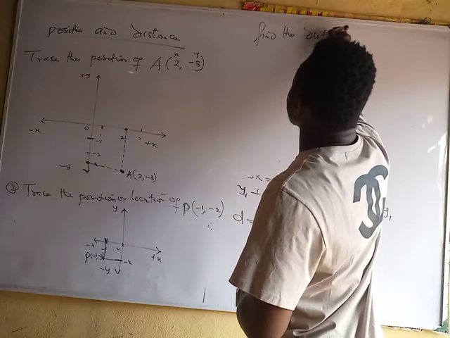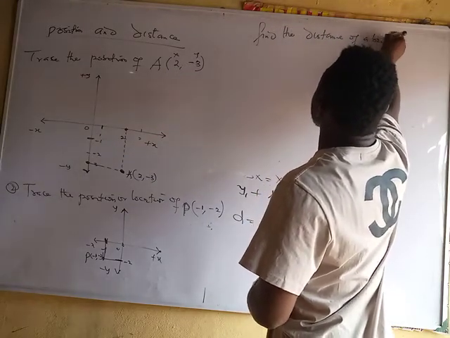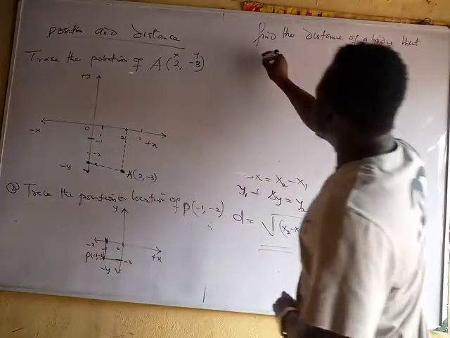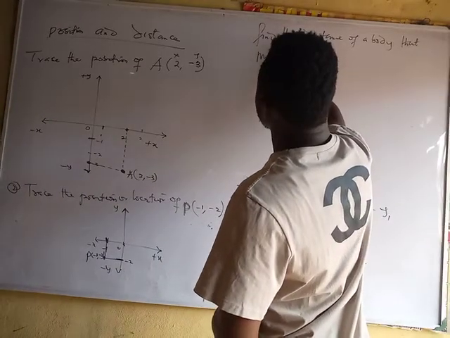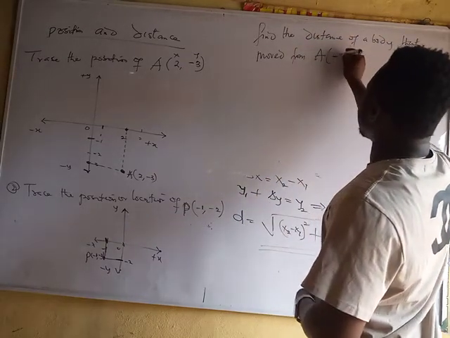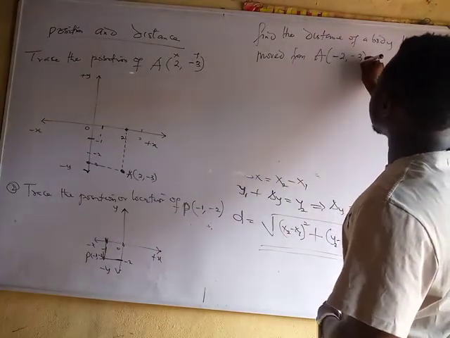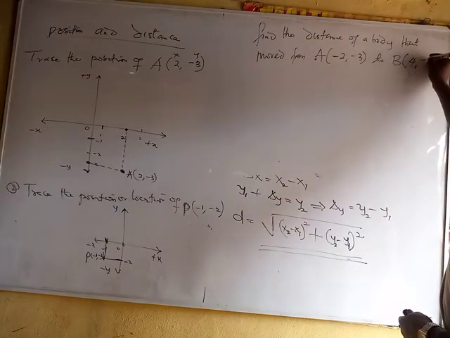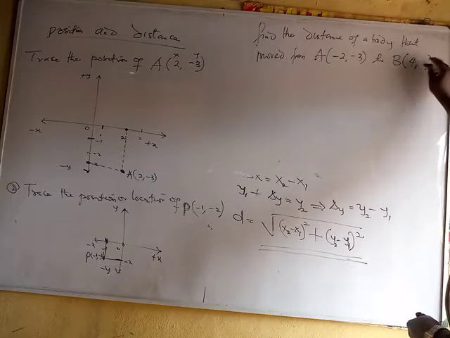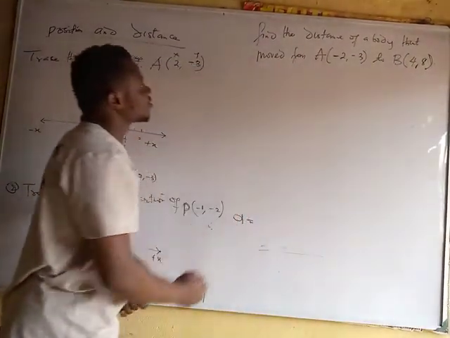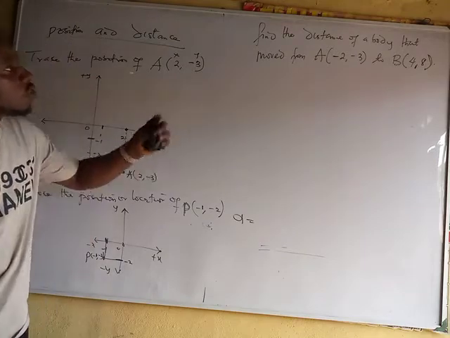Now suppose the question says, find the distance of a body that moved from A (minus 2, minus 3) to B, which is (4, 8). To find this distance, what we do is a question. A body that has moved from where? From A to B.